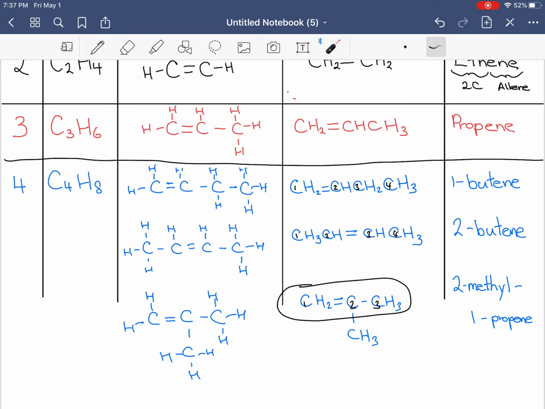Okay, the double bond is not going to be between here. Even if it is, flip that around, that's still 1-propene. So this cool guy right here is called 2-methyl-1-propene. Now, some people might say 2-methylpro-1-ene. Put a 1 here.